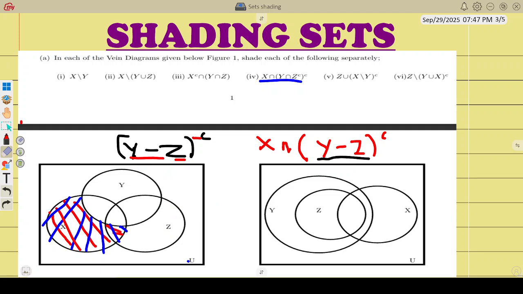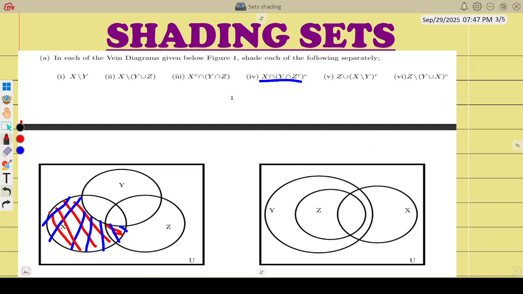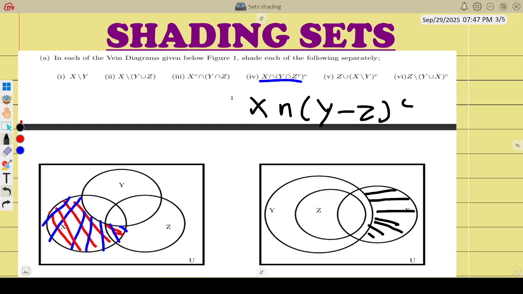Yeah, so this is what you get. So you can do the same here. Let me just quickly shade what is in X. Remember, this is X intersection Y minus Z complement. So these are the things in X. And then we shade Y minus Z complement.